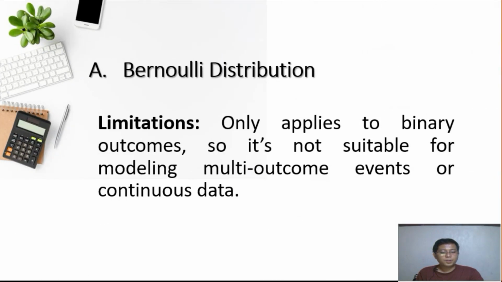Now, what are the limitations of the Bernoulli distribution? The Bernoulli distribution only applies to binary outcomes. So it's not suitable for modeling multi-outcome events or continuous data. The Bernoulli distribution is a way to model situations where there are only two possible outcomes, often called success and failure. For example, flipping a coin can result in either heads, or success, or tails, or the failure. However, if you have an event where there are more than two outcomes, like rolling a 6-sided die, which can land on 1, 2, 3, 4, 5, or 6, the Bernoulli distribution isn't suitable because it can only handle two outcomes. Similarly, it does not work for continuous data, like when you are measuring height or time, where values can vary infinitely within a range.